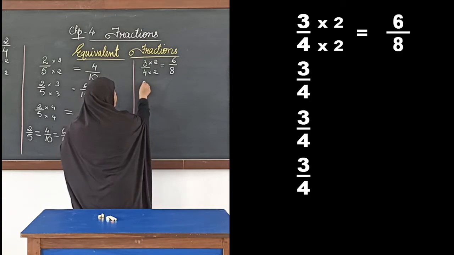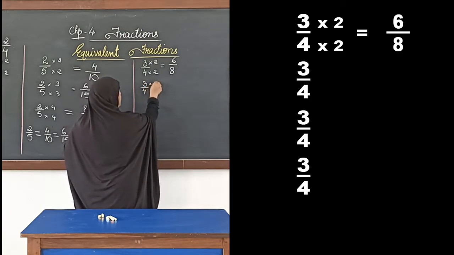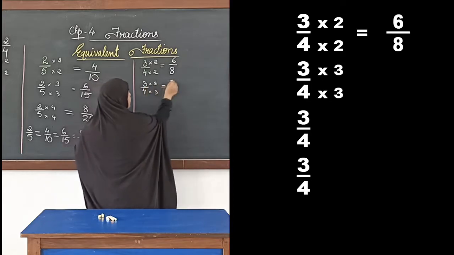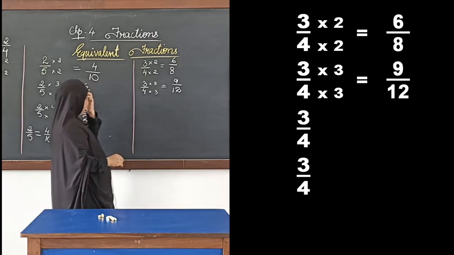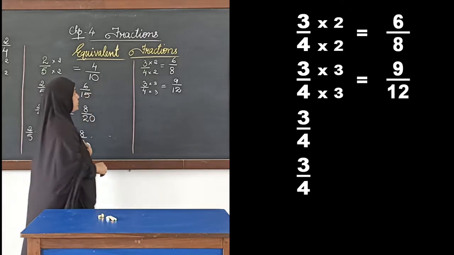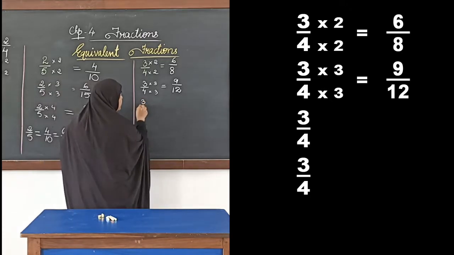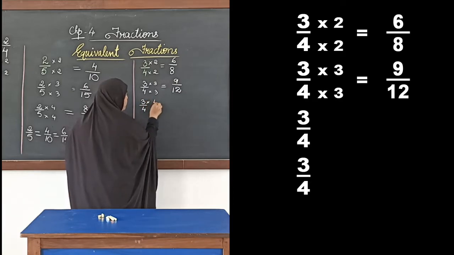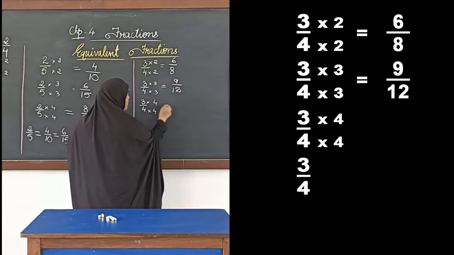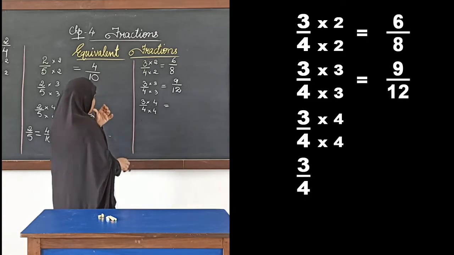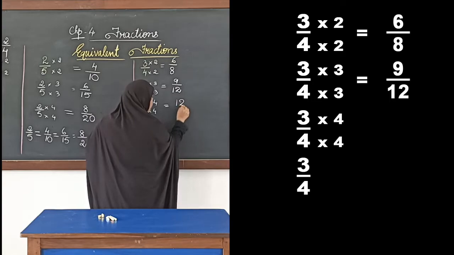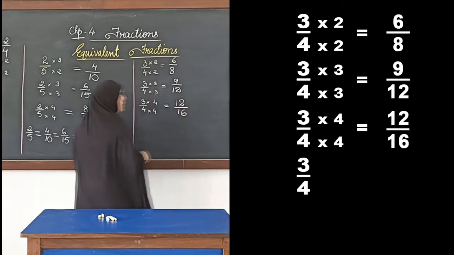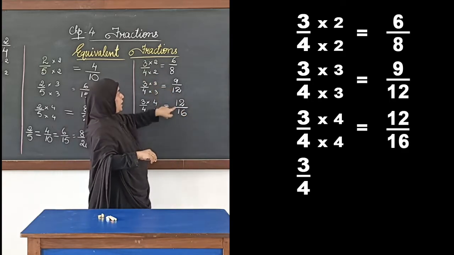We will multiply it with 3, numerator and denominator. We can see that we get 9 by 12. 9 by 12 is also an equivalent fraction of 3 by 4. We will multiply 3 by 4 with 4. Numerator and denominator I am multiplying with 4. 3 4s are 12, 4 4s are 16. See, I have got 3 equivalent fractions.